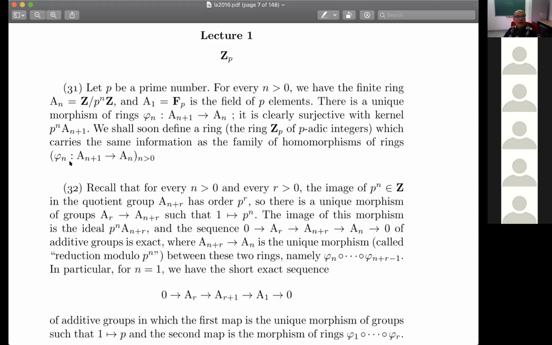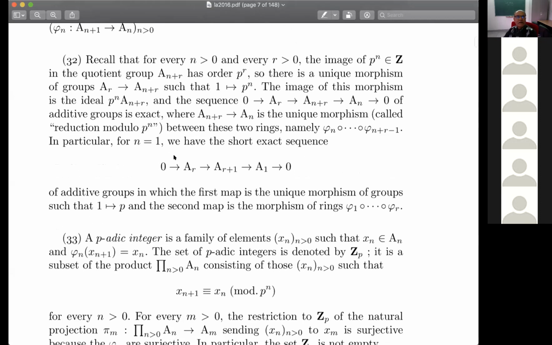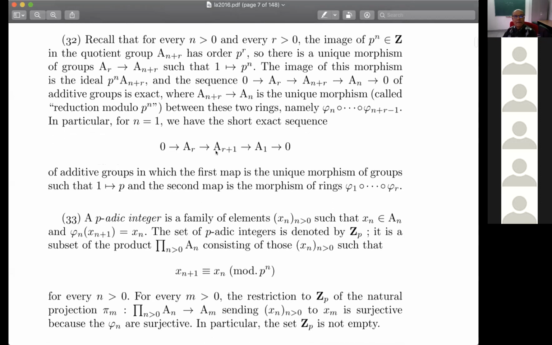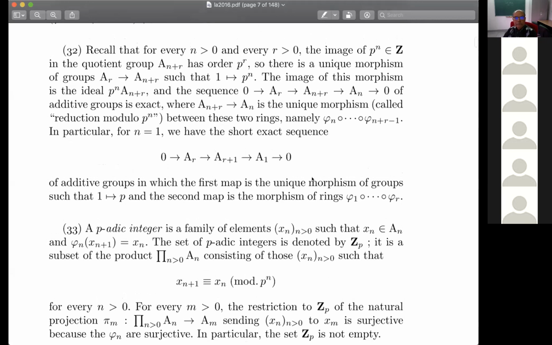So if I denote by phi_n this morphism, I get this system, which is an inverse system, right? I have maps from A_{n+1} to A_n, and these are all homomorphisms of rings. So this is an inverse system of rings. And we'll soon define Z_p as the inverse limit of this inverse system. But before we do that, I'll make one remark, which will be needed later.